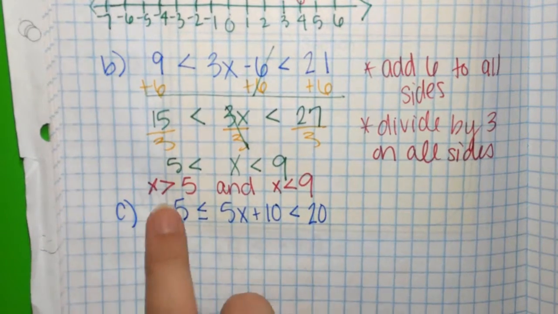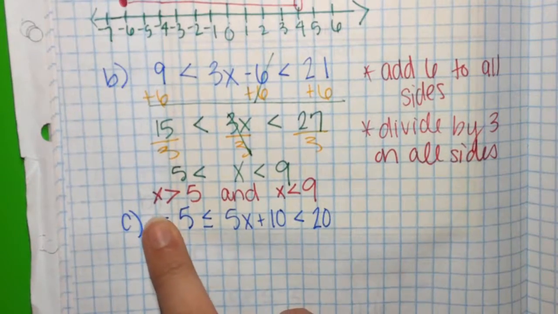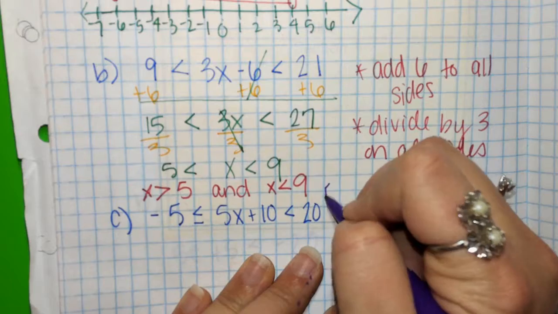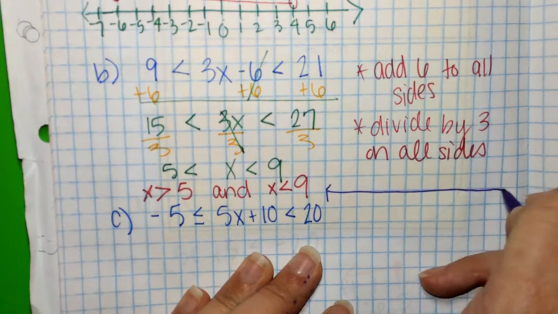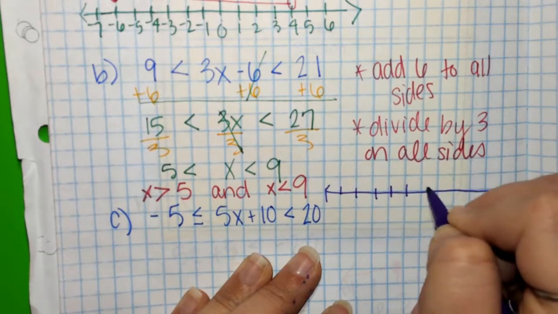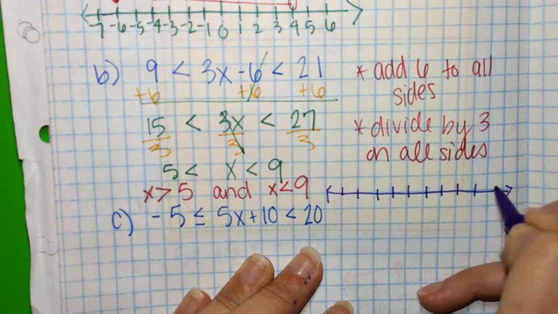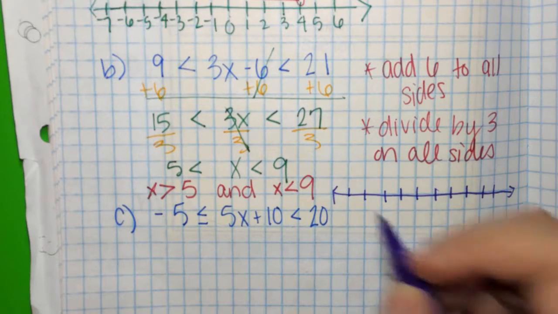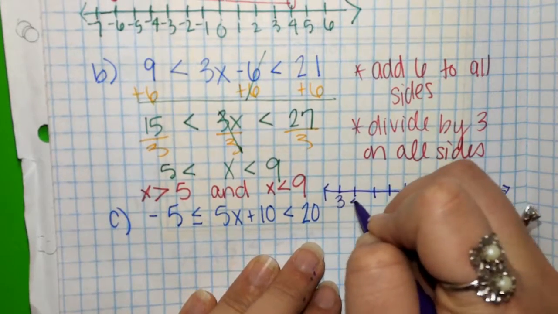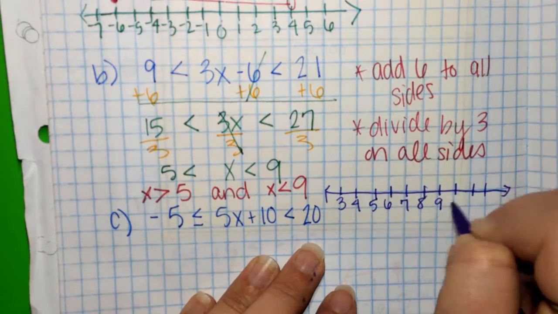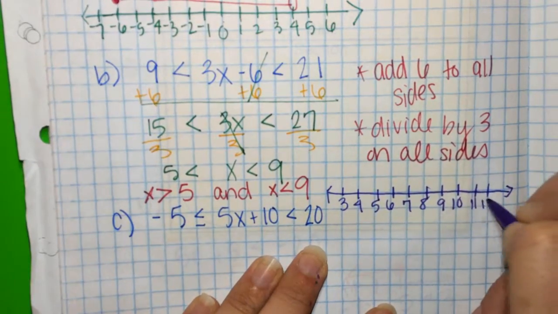Now, does this look like something that we've graphed before? It's just 2 of them this time. So now draw a number line. Now we've got to have at least 5 and at most 9 on here. So I'm going to start at 3, 4, 5, 6, 7, 8, 9, 10, 11, 12.